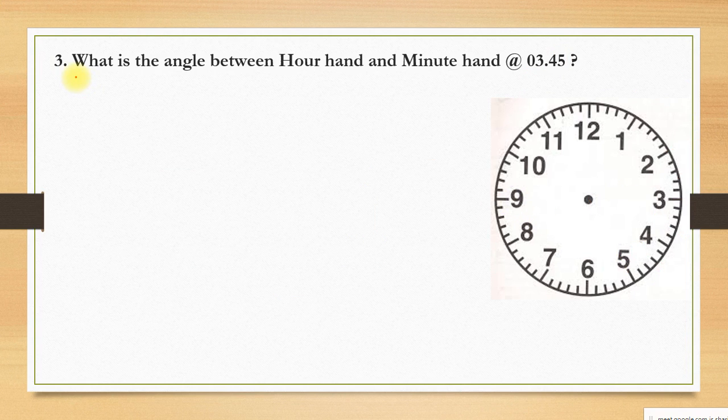Okay, now let us go for the third problem. What is the angle between the hour hand and the minute hand at 3:45? Once again I want to remind you, the minute hand will be exactly in the place where it is, but the hour hand will not be exactly in its place. It will be somewhat moved here. Now I need to identify the angle between these two.